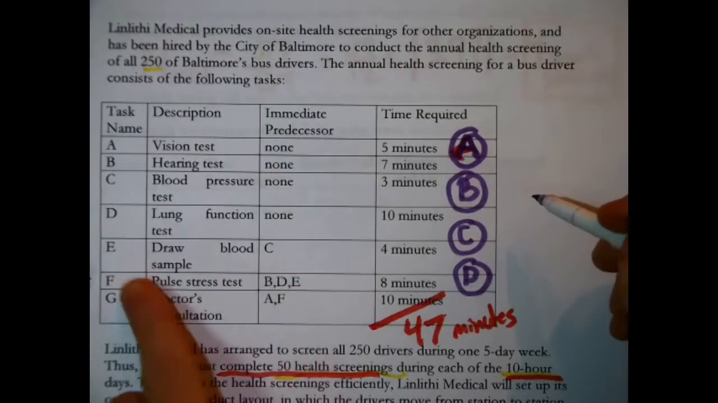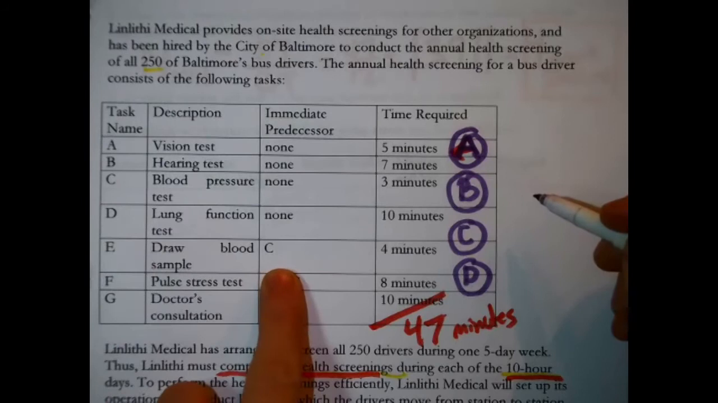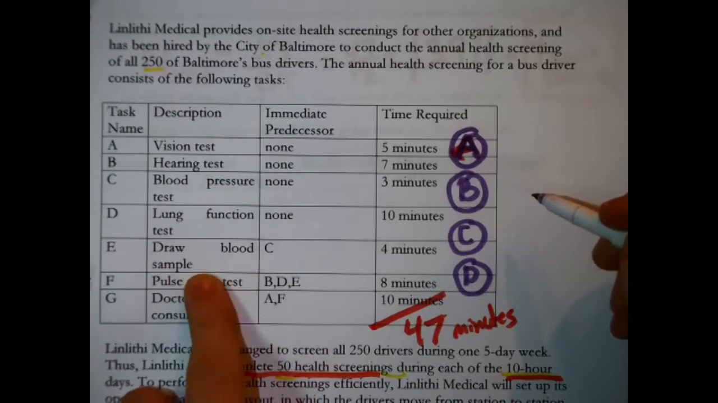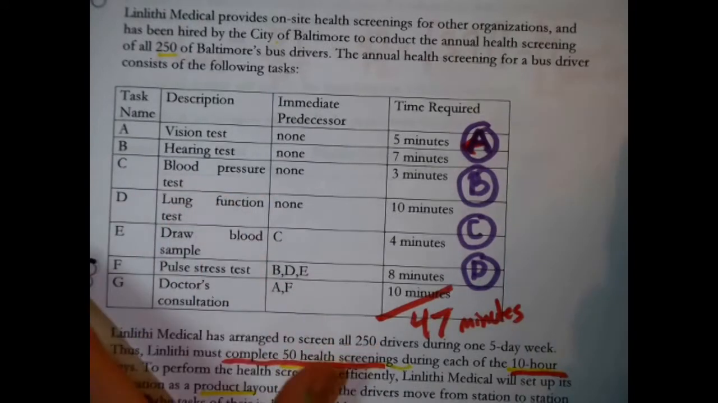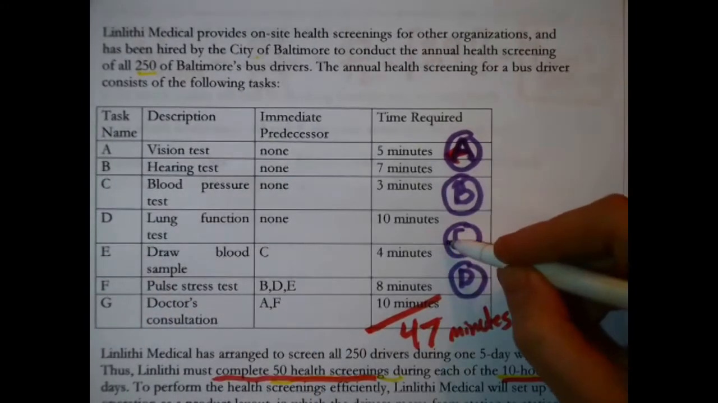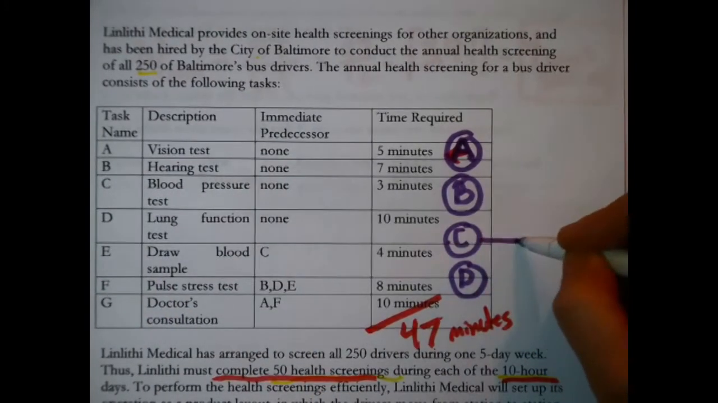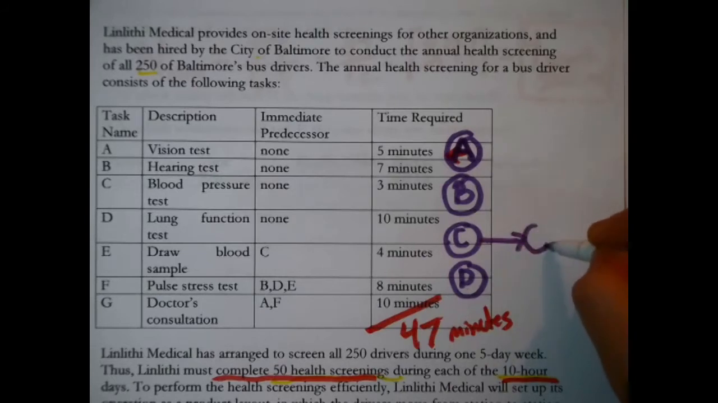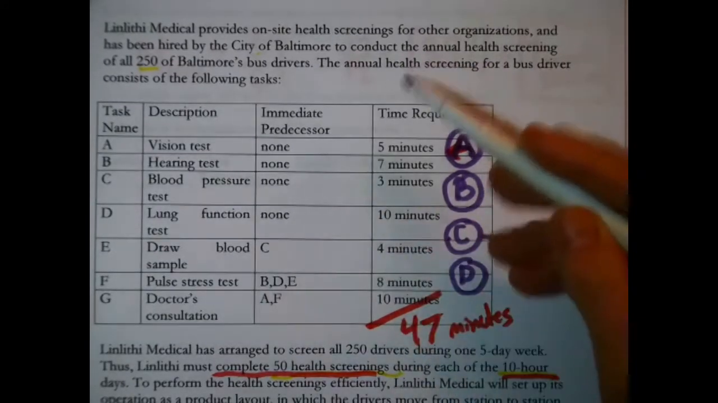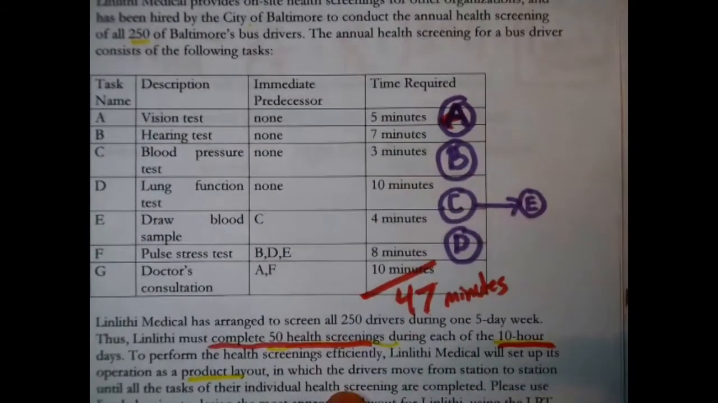Task E has task C as an immediate predecessor. That means that you cannot draw the blood sample until you have finished the blood pressure test. Draw that. Here's C, the blood pressure test. We say when you're done with that, you can go on and do this, right? Task E, the blood sample. Now, all right, then that one's done. There's only 2 other ones to add then here.